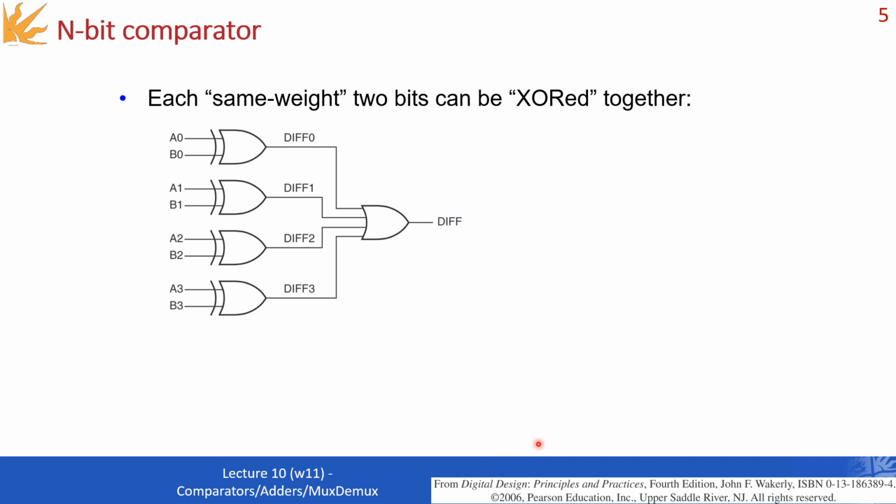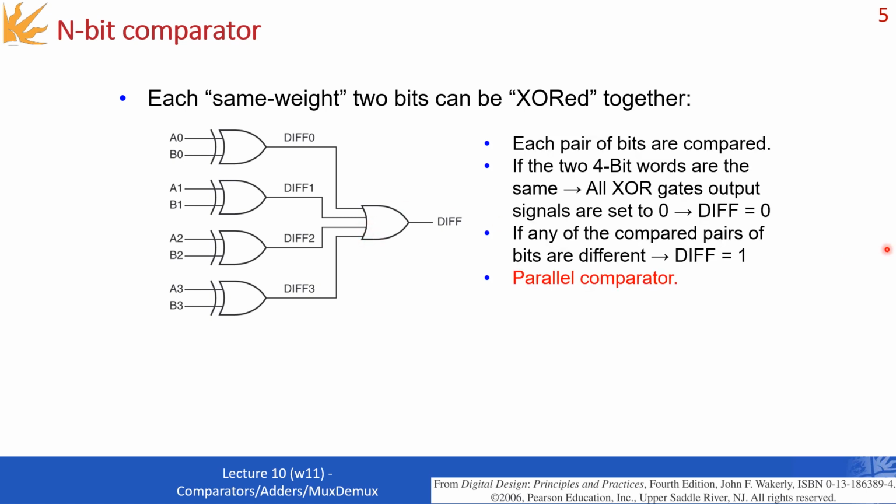Now let's generalize to the case of an n-bit comparator. What you see here is the comparison of two 4-bit words. What you can do is pass each pair of bits through a XOR gate, find the differences, and then pass them through an OR gate.